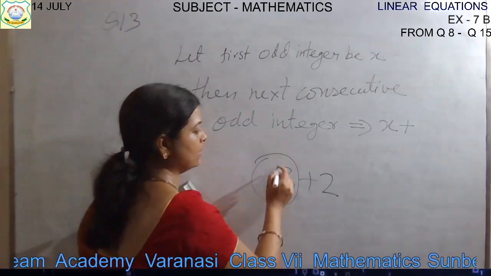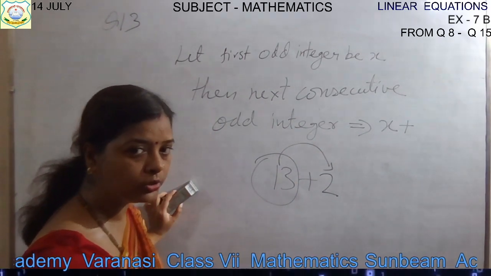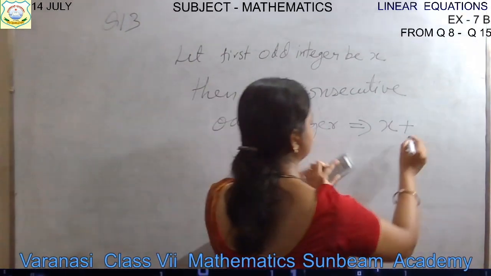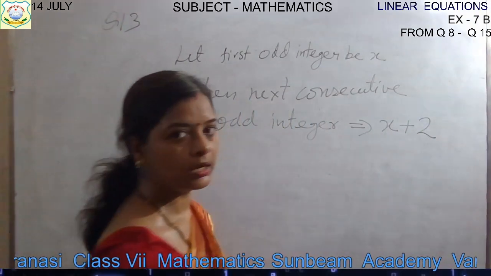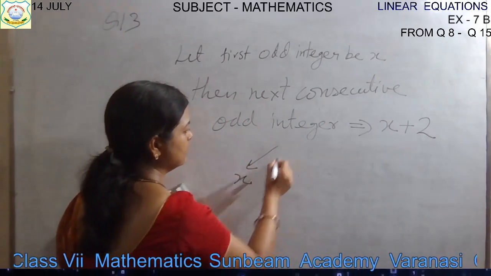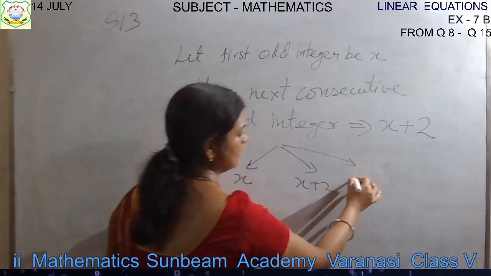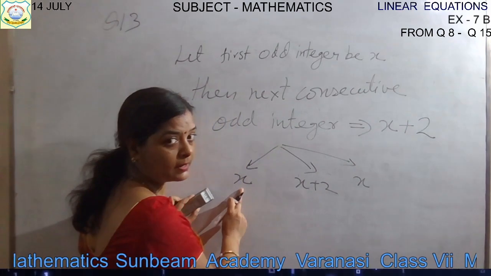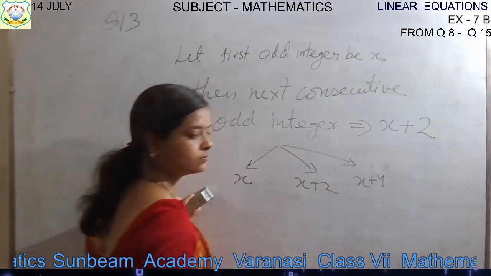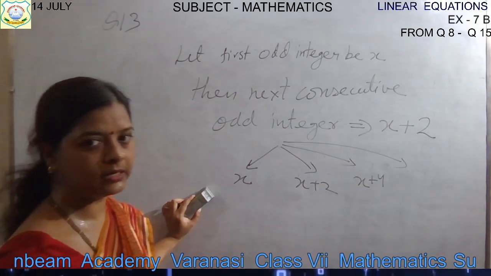Now for the second one, if it is x, what you have to do? The next odd integer, what you have to do? You have to add plus 2. You will get the next odd number. Okay. Am I clear? One odd integer will be x. Then the next one will be x plus 2. If they will talk about 3, then x plus how much? X plus 2 plus 2, x plus 4. Then after that x plus 6. In this way it will increase.